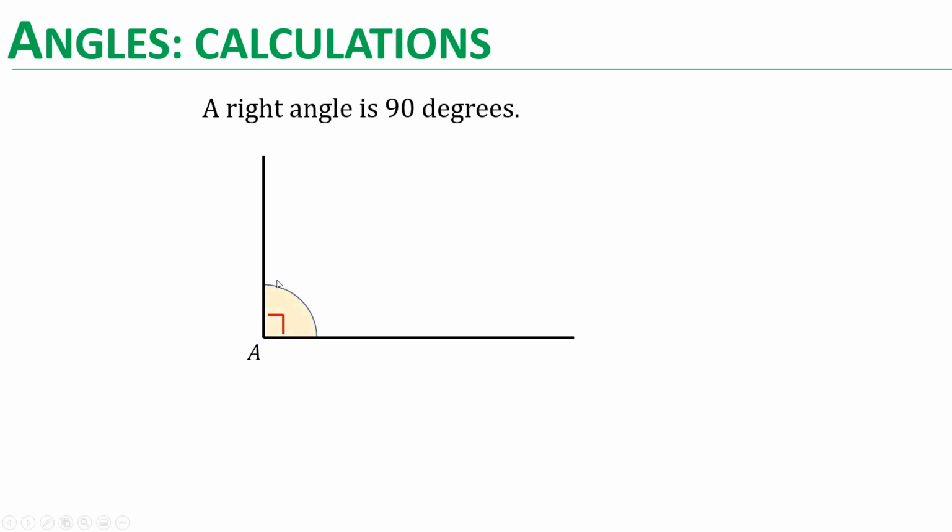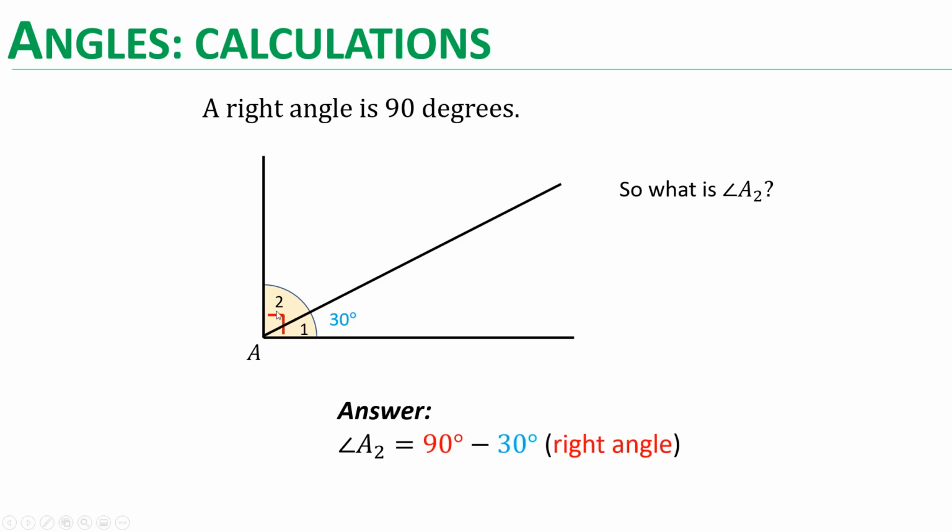For example, in this shape, I'm given the information that one part of angle A is 30 degrees and that the whole of angle A is a right angle. So when asked to calculate angle A2, I can use this information. I can say, I know that angle A2 will be 90 degrees minus these 30 degrees. Now, where did I get the 90 degrees from? That's from the fact that this is a right angle. And now, of course, I can calculate this difference, and I get 60 degrees as my answer.